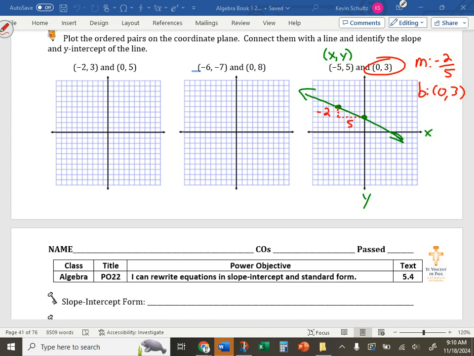All right, questions, comments, concerns, complaints, corrections, criticisms on this? Homework for tomorrow, all of CO21.